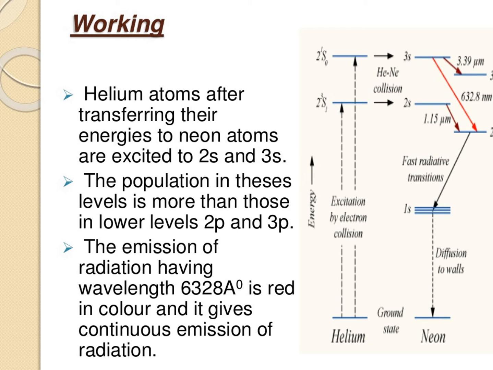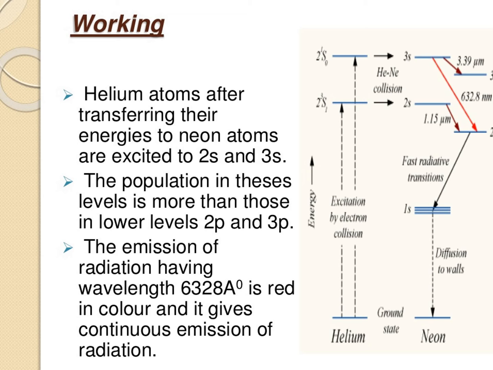Therefore, the helium atoms transfer their complete energy to the neon atoms through collisions and excite the neon atoms to the energy levels 2s and 3s, or E4 and E6. It is just shown in the figure. The energy levels 2s and 3s of neon atoms are filled with the neon atoms which are excited by means of collisions.